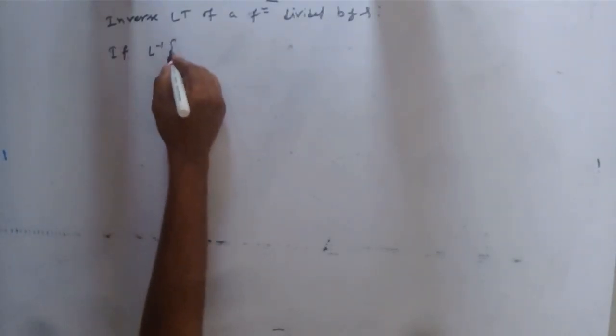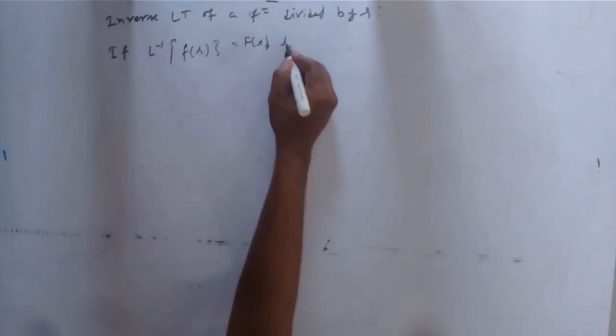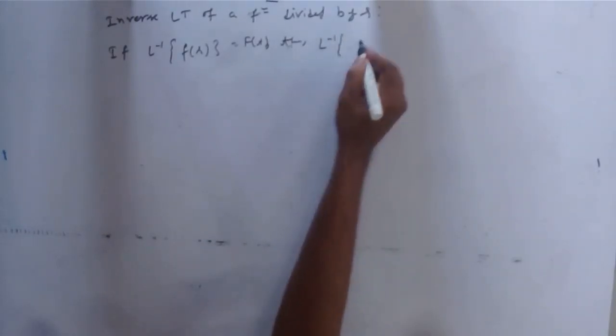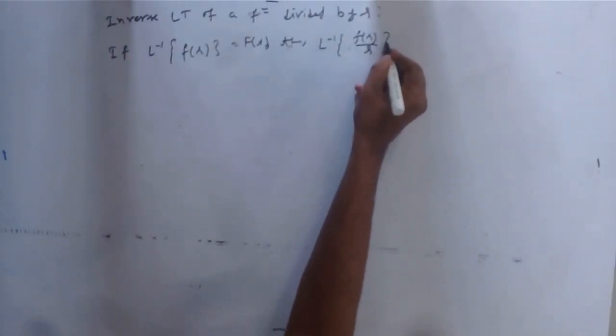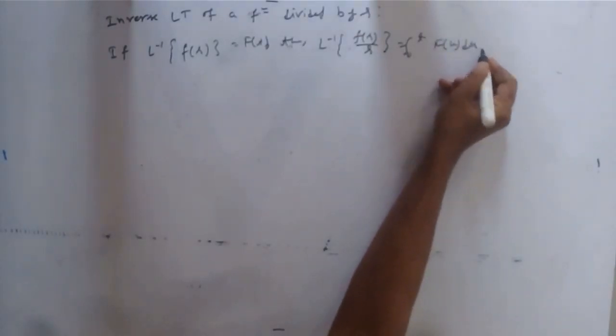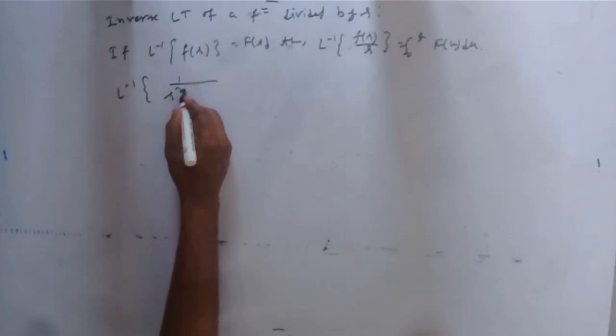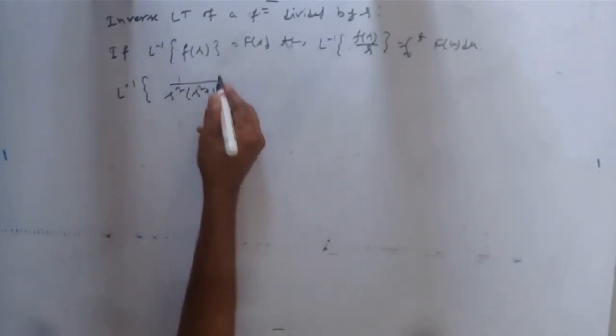The theorem states that if L inverse of F(s) equals f(t), then L inverse of F(s) by s equals integral from 0 to t of f(u) du. Now let us take an example. Suppose we have to find L inverse of 1 by s square into (s square plus 1). Applying this property.